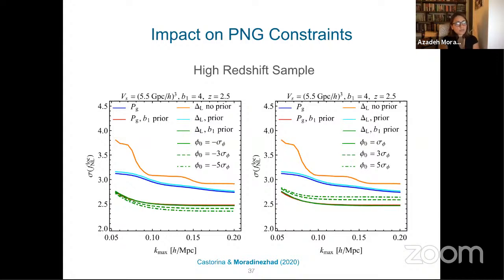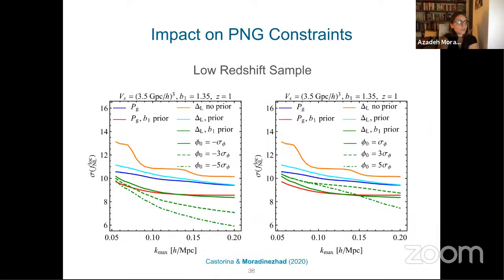But now the interesting thing is what happens if you have actually prior or additional information on the value of this long wavelength mode and the linear bias. In that case, it's interesting that you can actually achieve improvement in the constraints on FNL if the value of this largest scale gravitational potential is negative, and it has to be rather large negative in order to see a significant improvement. Now you can say that, of course, those large values of the mean gravitational potential are also the most unlikely ones if you assume a Gaussian distribution.